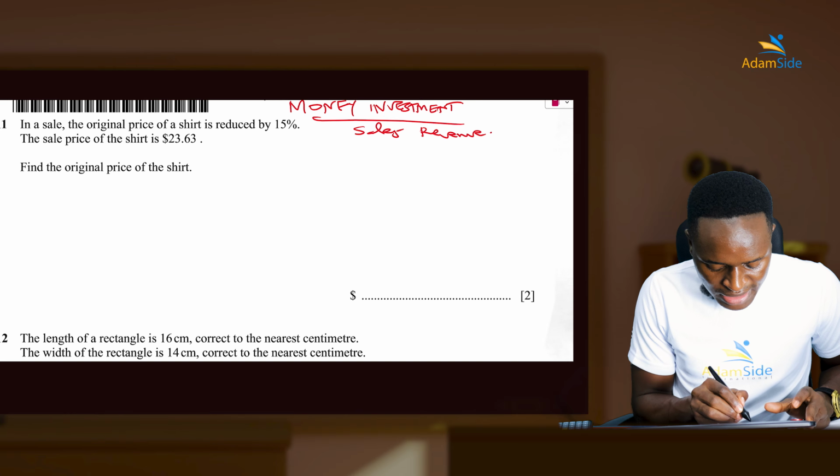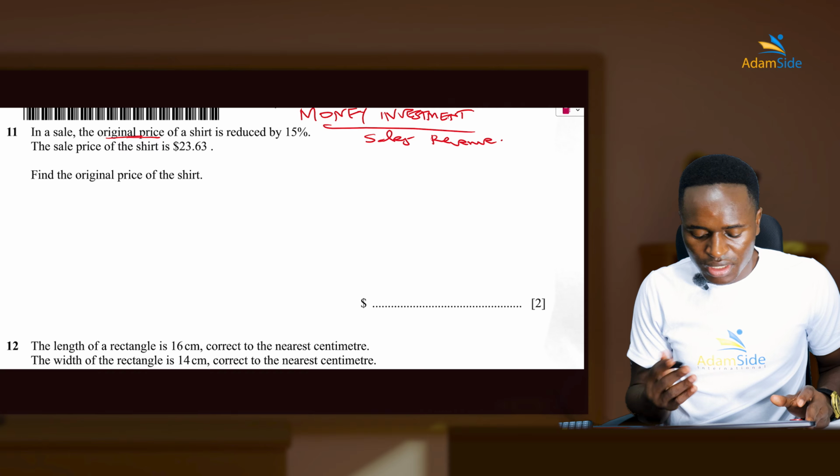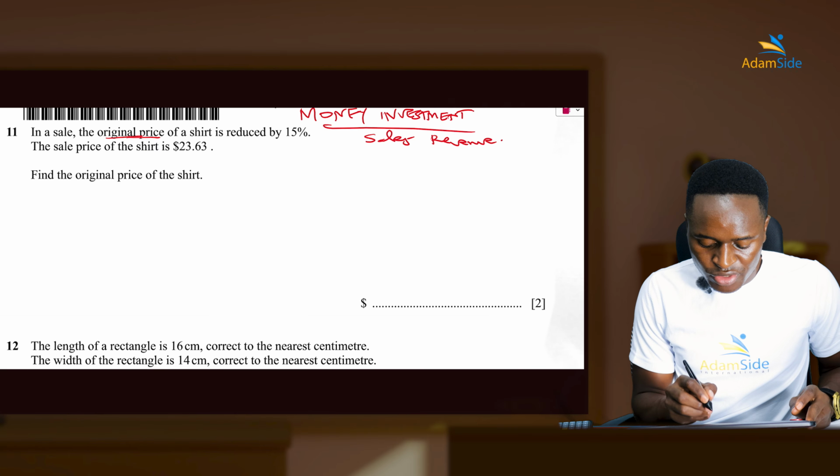So in a sale, the original price is always at 100%. That's what you need to know. And then it's reduced by 15.